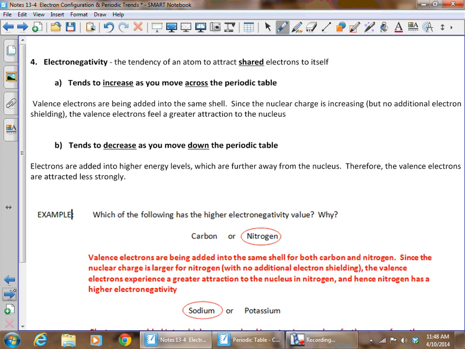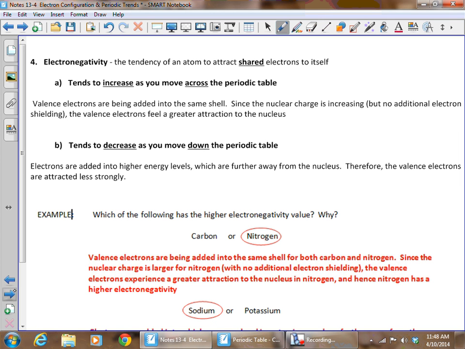Now electronegativity is the tendency of an atom to attract shared electrons to itself. It's the same situation. When we focus on fluorine, we're going to get a stronger attraction of electrons when those atoms are smaller. As you're moving across the table and getting more and more nuclear charge, you're getting a greater and greater force of attraction, and your electronegativity is going to increase.